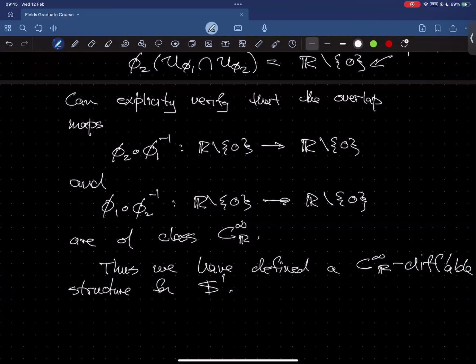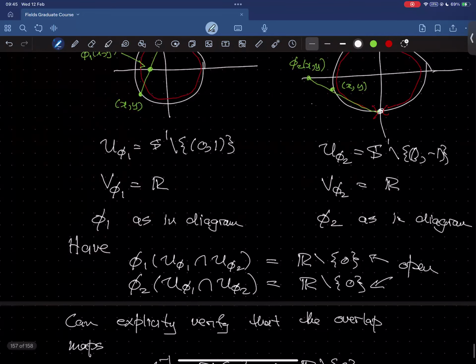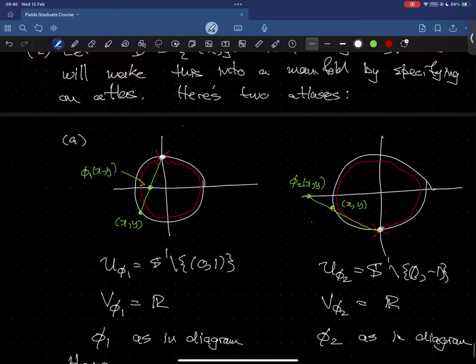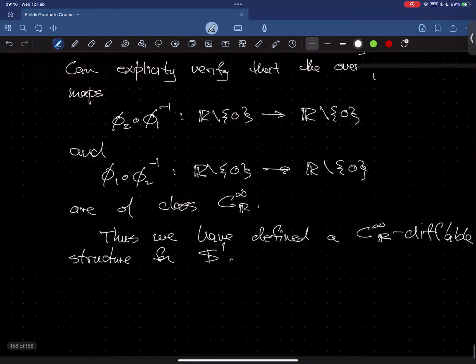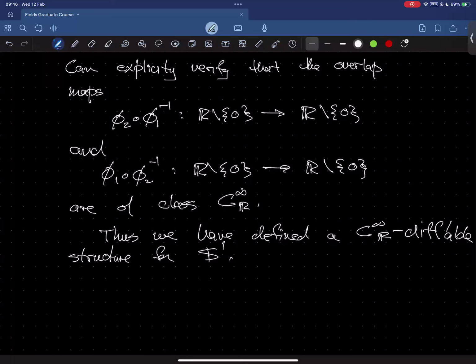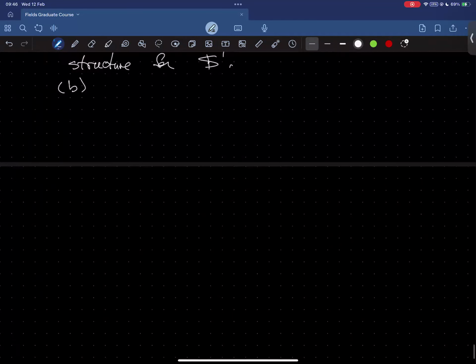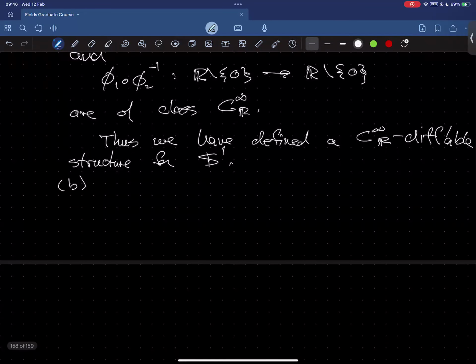But just to show that there's more than one way to, whatever, stew your goose, whatever you want to say, let's put another atlas on there. So again, I will draw my two pictures of S1. Sorry.